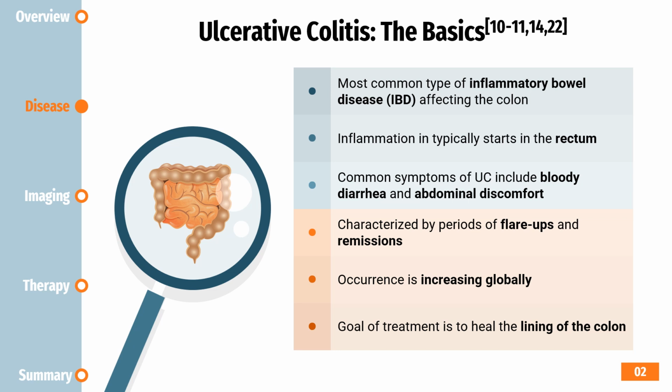Its occurrence is increasing globally, with a projection that approximately 470,000 Canadians will live with the disease by 2035. It is important to keep in mind that the primary goal of treatment is to achieve endoscopic and histological healing of the mucosa, meaning that the colon lining should be healed, both visibly from an endoscope and at the cellular level as viewed under the microscope.